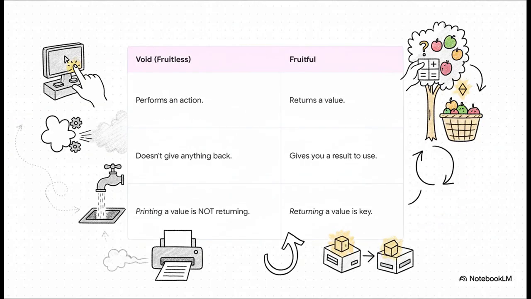Functions also tend to come in 2 main flavors. You've got void functions, which just do something but don't give you anything back. Think of a preheat oven function, it just performs an action. Then you have fruitful functions. These are the ones that do a calculation and then return a value that you can catch and use later. And this brings up a really crucial point. Printing a value to the screen is not the same thing as returning a value from a function. One just shows you something, the other actually gives you a result to work with.